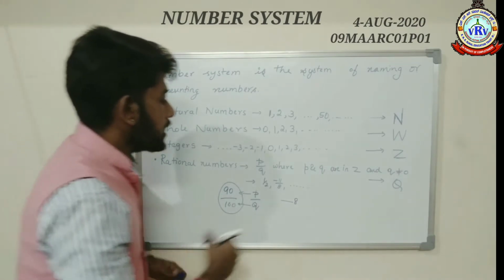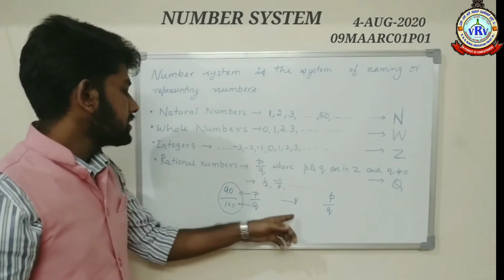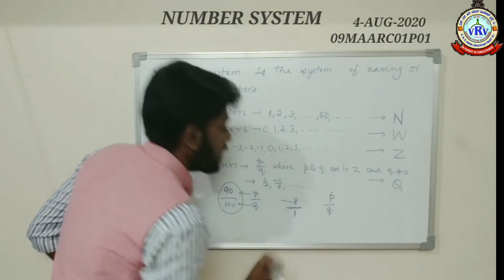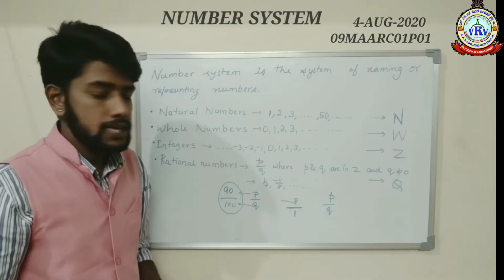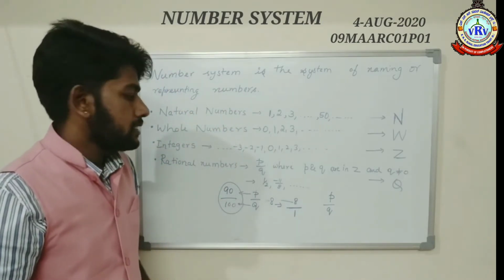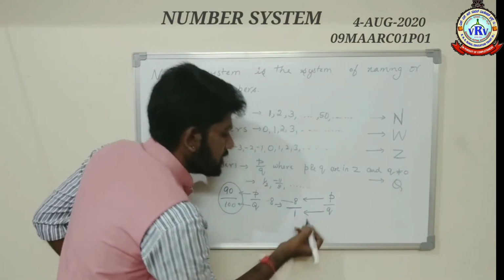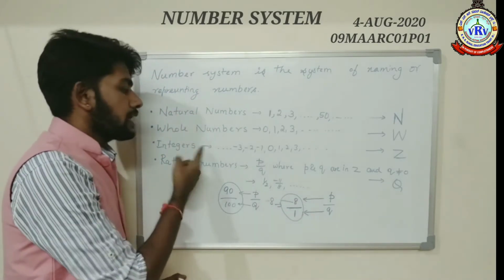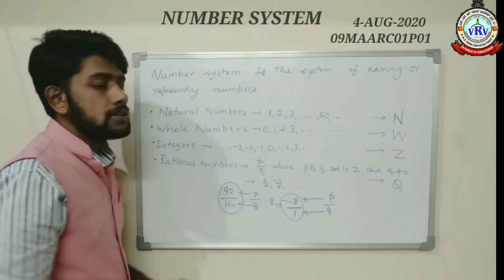I have to write minus 8 in the form of P by Q. Yes, I can write this as P by Q just by writing the denominator as 1. Any number can be divided by 1. So minus 8 can also be divided by 1. I will write minus 8 in the form of minus 8 divided by 1. So you can see this is in the form of P by Q, where P is equal to minus 8 and Q is equal to 1. So every integer can be written in the form of P by Q. That is nothing but every integer is a rational number.